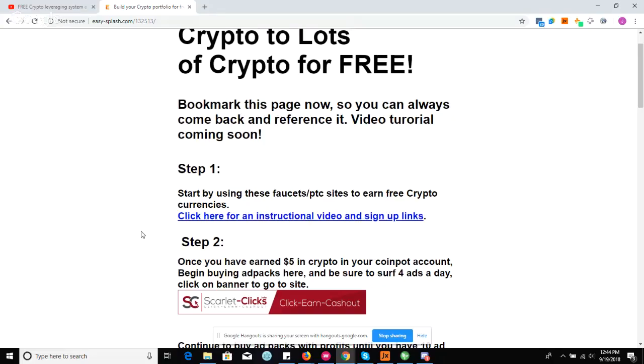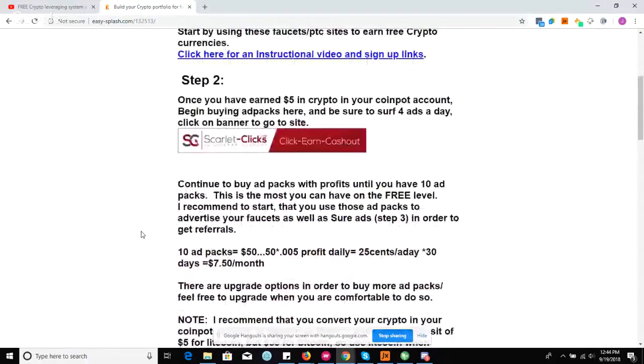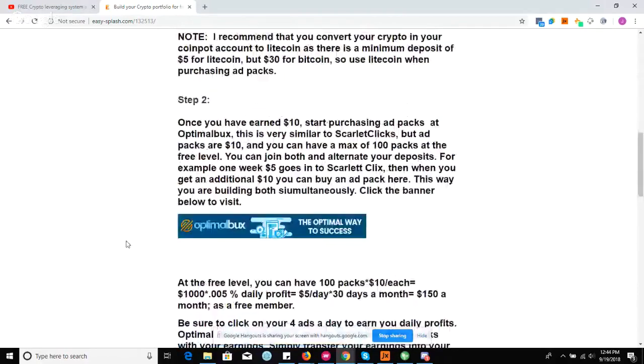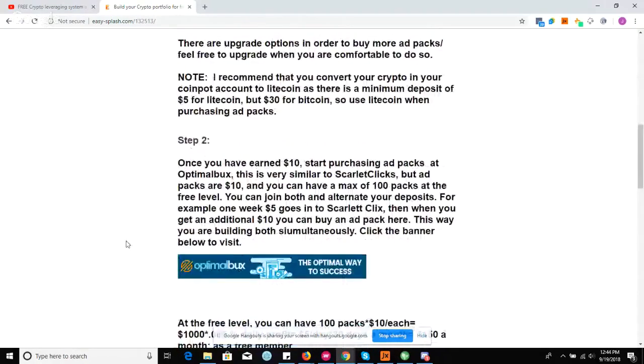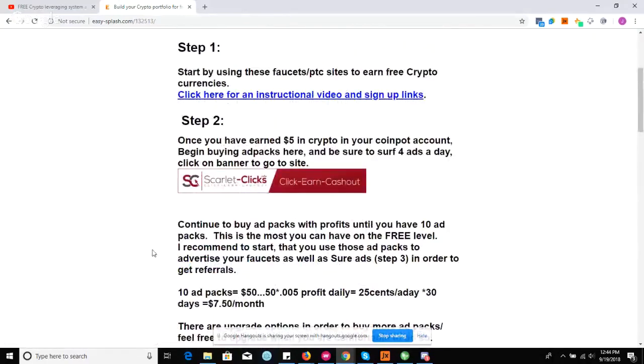Yeah, so each of these has different features and different pros and cons. So feel free to sign up for them both, check them both out, and see which one you want to go with first. Like if you want to build up Optimal Bucks first and then go to Scarlet Clicks, that's your choice. I'm building them both simultaneously. I am putting a little bit of emphasis on Optimal Bucks, but that's going to change because I've tested the advertising at Scarlet Clicks and it's a really good value.